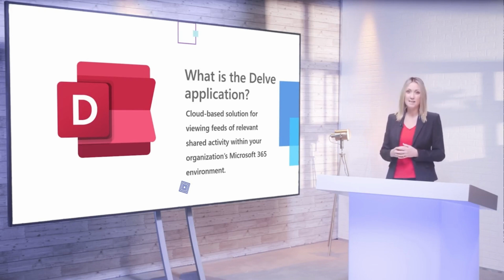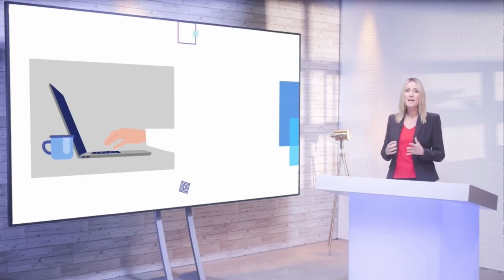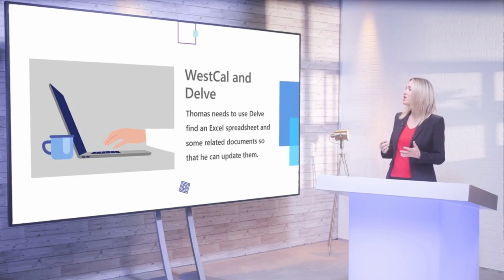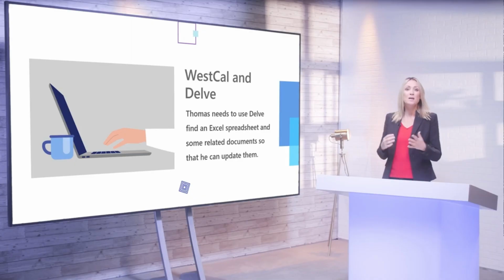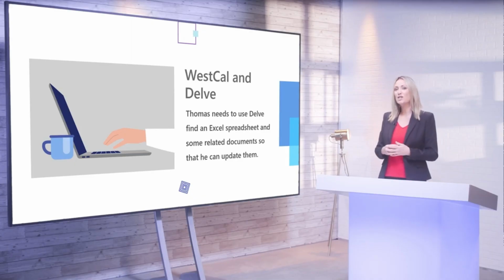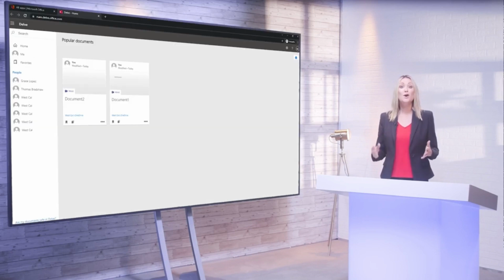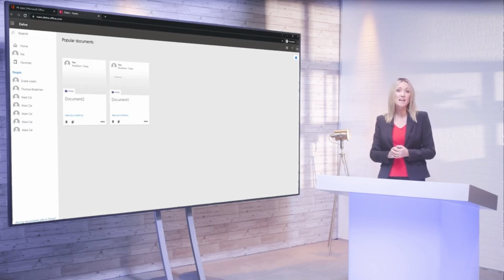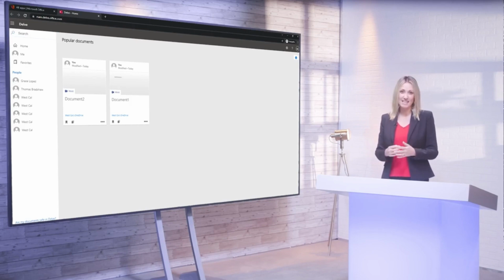Here's a look at how Westcal use Delve. Westcal have uploaded a new Excel spreadsheet to Microsoft 365. Thomas needs to locate this spreadsheet and several related documents so that he can update them. With Delve, Thomas can locate the spreadsheet and the service will then link him to the related documents. Not only can Thomas use Delve to locate the spreadsheet, but he can also save it to his favorites to access it whenever he needs.